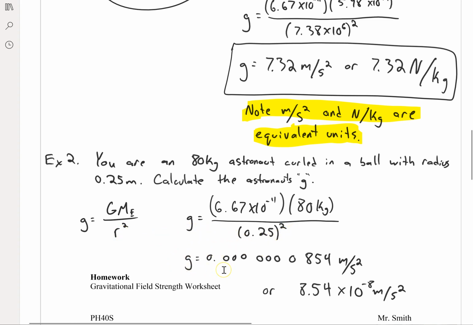Anyways, when you do this, you get a ridiculously small number. It's almost like you have no acceleration onto yourself. But it actually isn't zero, right? There is a value here. It's just really, really small. So it was 8.54 times 10 to the negative 8 meters per second squared.